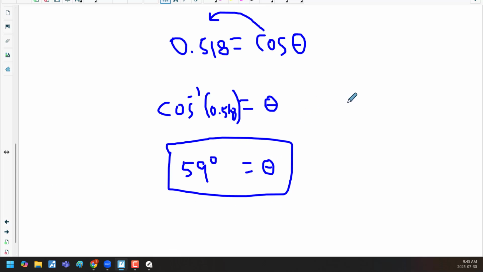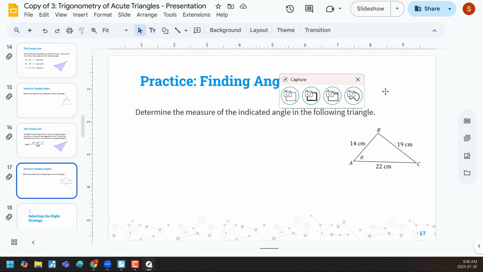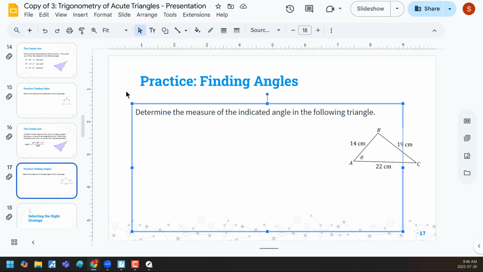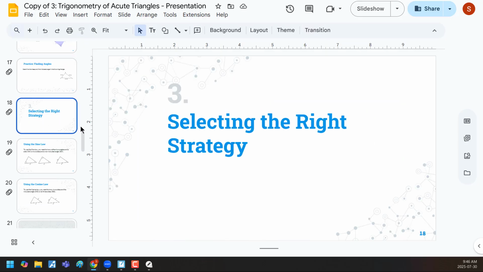So a lot of steps. Remember the recording comes out. Just rewatch the recording if you get confused, and hopefully you can pause it and figure it out. So that is now 2 examples of cosine law, 1 example of finding the side, 1 example of finding an angle, and 2 examples of sine law.